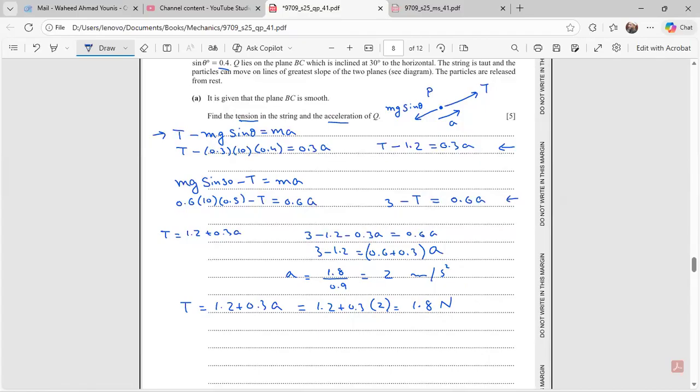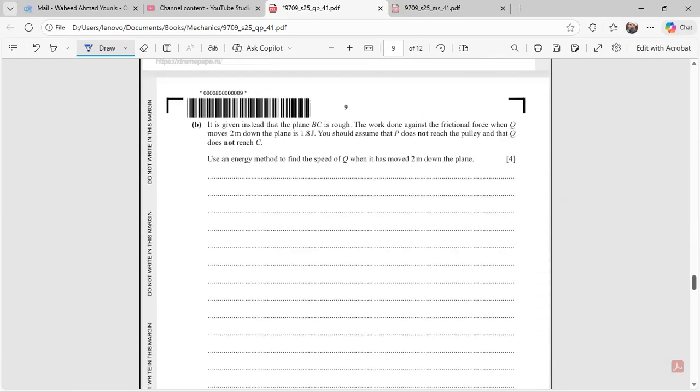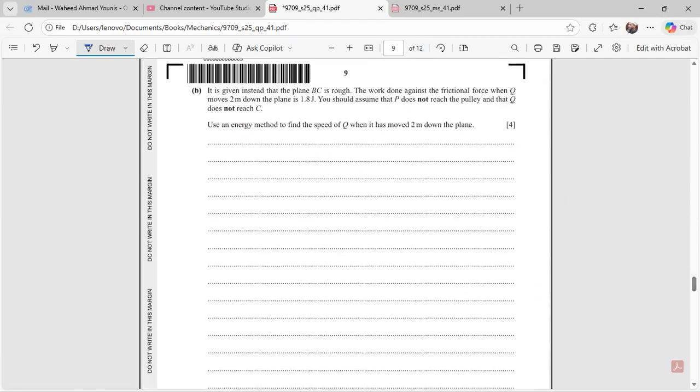So we found the tension and acceleration over here. Okay, easy. Now let's do part B of the same problem. Now it is given inside that the plane BC is rough. So remember, we have this scenario. This angle is theta and this angle is 30. This point is A, B, and C.